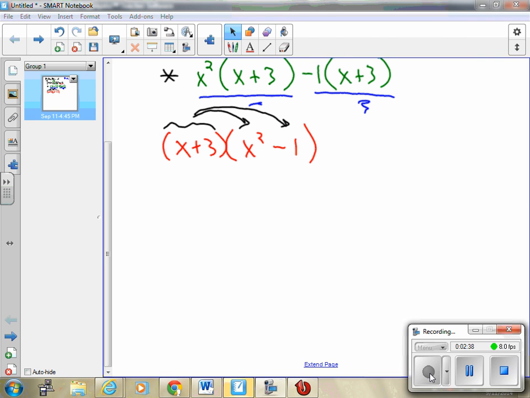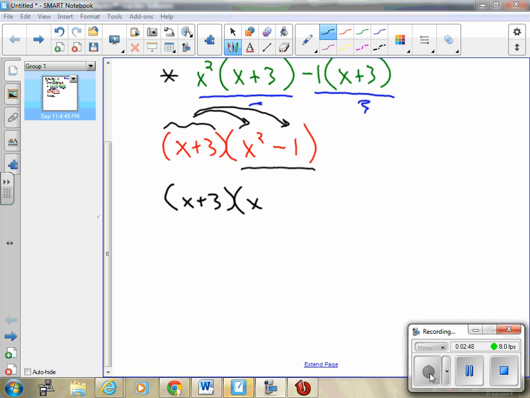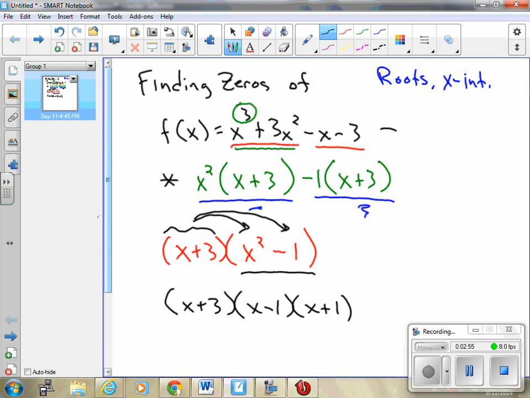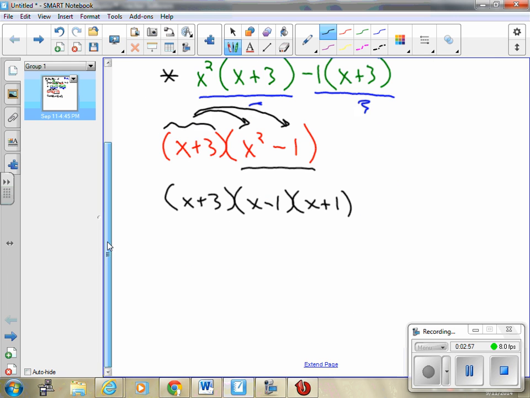So going a little bit further here, we can take the second guy here, and I recognize that that factors, that's the difference of two perfect squares. So I have x plus 3 times an x minus 1 and an x plus 1. Now the original function, we had said we were interested in figuring out the zeros. So this was really set equal to 0. Well, we have here the product of three things equaling 0, and the only way we can get 0 in multiplying is if one of those three things is 0.